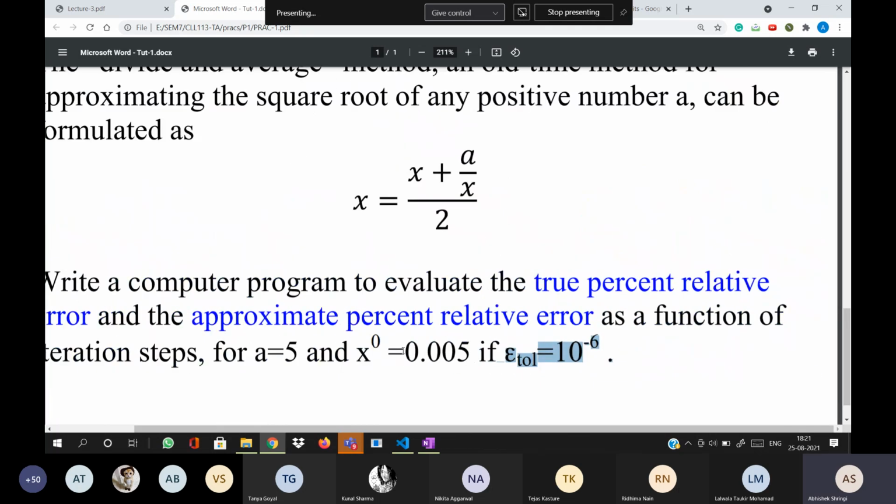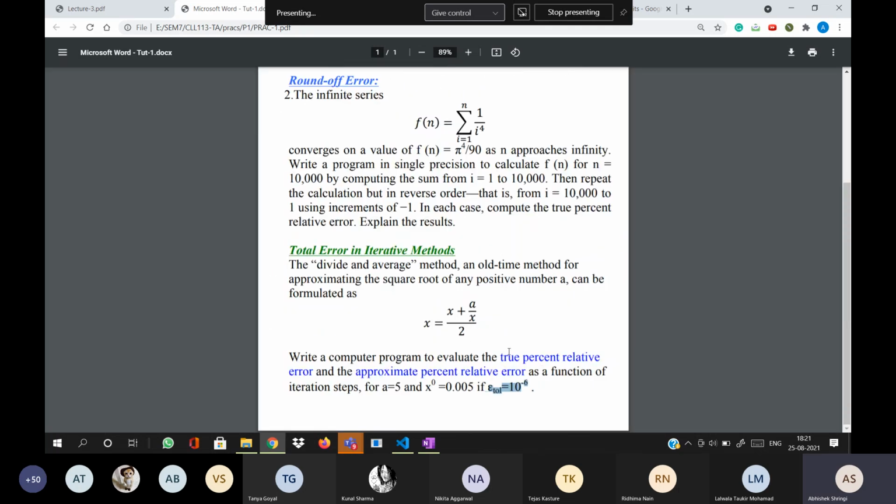As you did in the previous question, you have to write the true error and the approximate relative error. This is relative error only, just written with a different name, and you have to convert it into percent, that is, multiply it by 100. The relative error multiplied by 100 gives you a percentage error. I hope I am clear on this. If anybody has any doubt till now, you can go ahead.